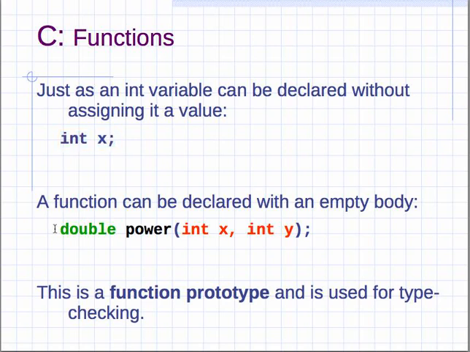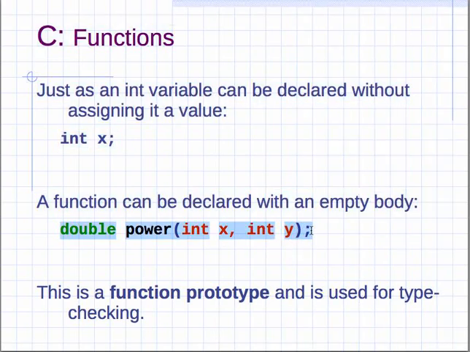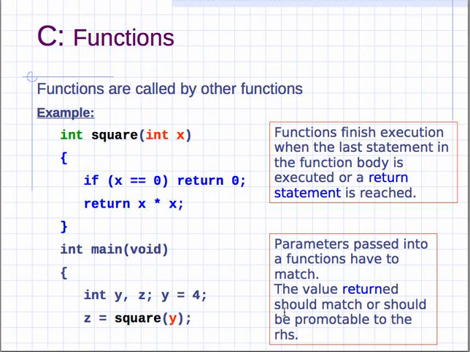We can have a function where we don't have a method body, and it's not an abstract function or anything like that. All we're saying is that we can have a function named power which returns a double. It takes two parameters that are both ints, but we're not saying exactly how it works. This is a function prototype and is used for type checking. If you're using a function from another function, you can define a function prototype and have the function definition somewhere else. So it's the difference between declaration of a function versus definition.